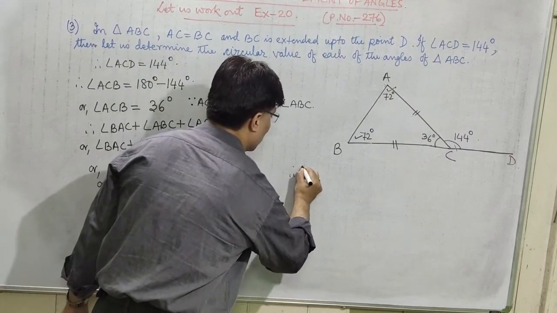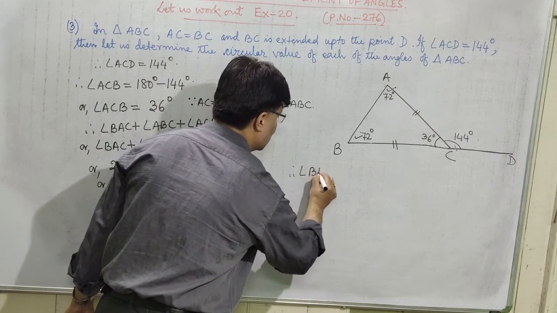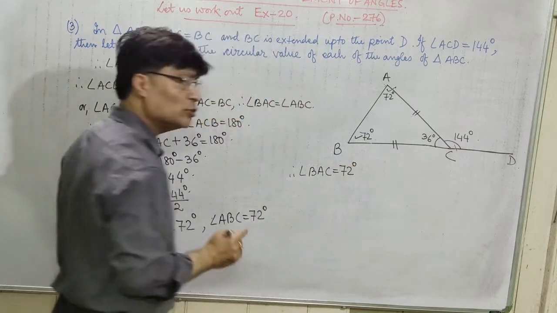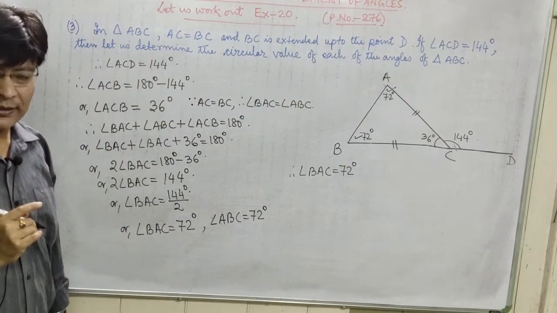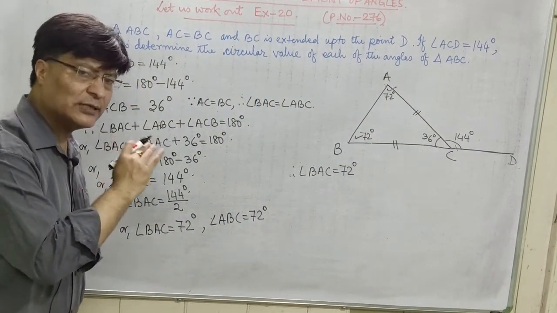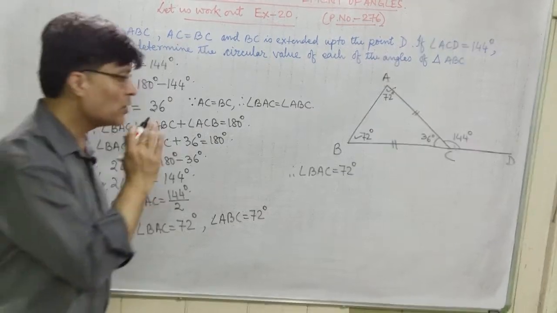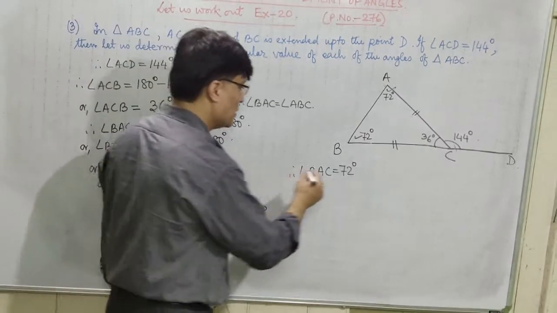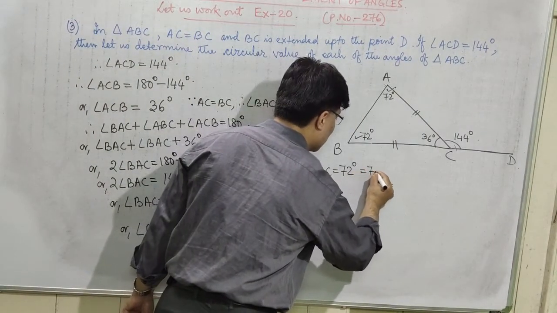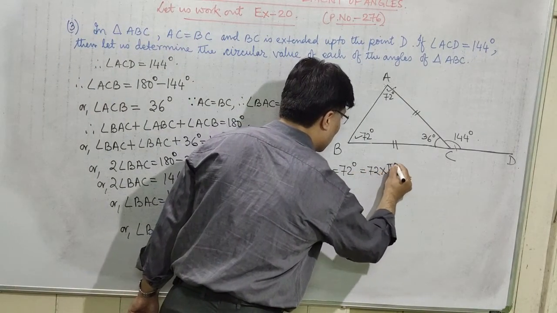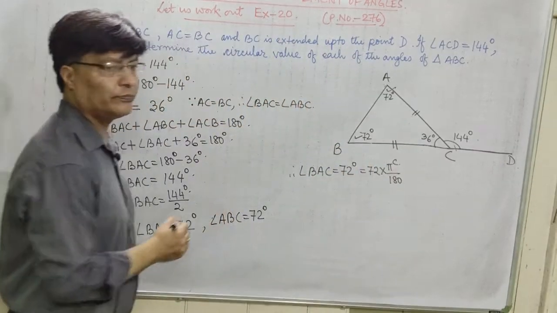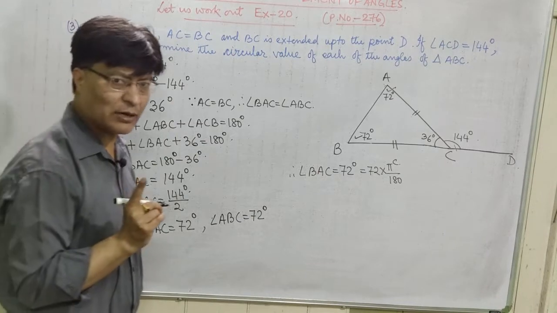So therefore, what is angle BAC? Angle BAC is equal to 72 degrees. We have found it. So now let us convert this degree in terms of radians. You know how to convert into radians. 72 should be multiplied by pi radian by 180. Is that clear now?